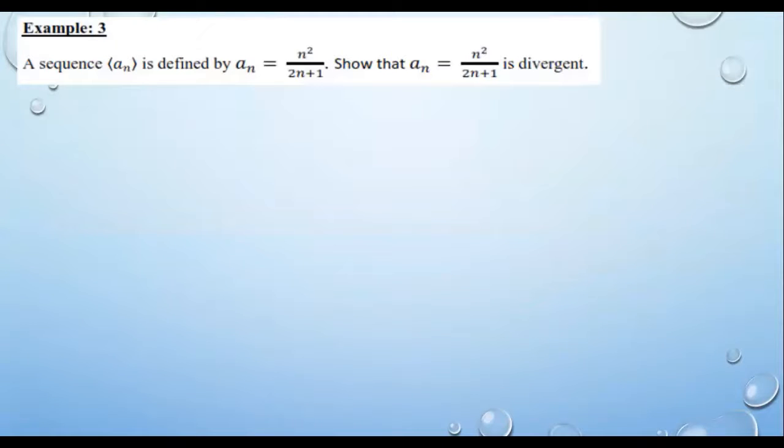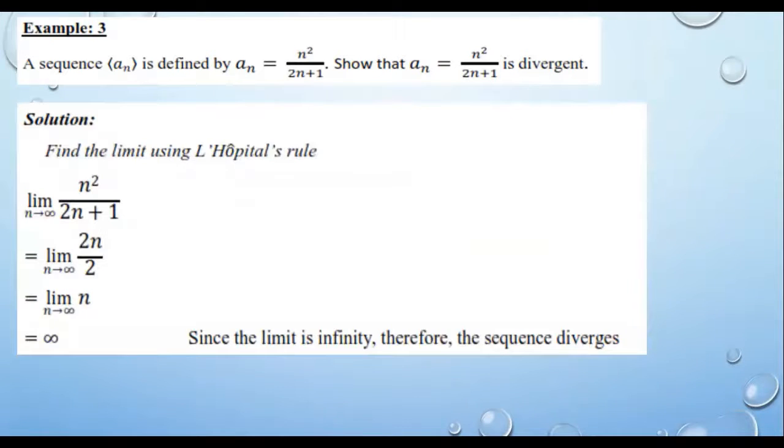Now, example 3. Another sequence is given, which is n squared upon 2n plus 1. You have to find the limit using L'Hopital's rule. Let's find the limit using the two ways you can find it. You can divide by the highest power, that is divide by n squared all the times, or you can just use L'Hopital's rule, that is differentiating the numerator and denominator.